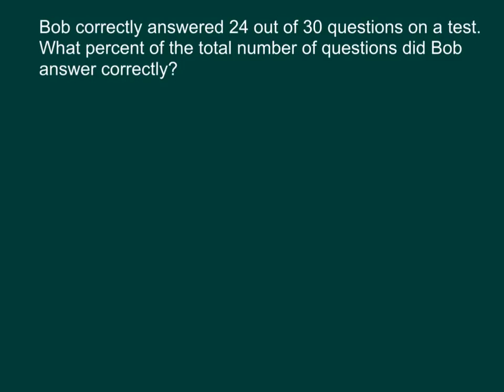The problem says that Bob correctly answered 24 out of 30 questions on a test. What percent of the total number of questions did Bob answer correctly? So in this case, we know how many questions there were on the test. That would be 30. We know how many questions Bob answered correctly. And what we're looking for in this question is what percent of the total number of questions did he answer correctly?